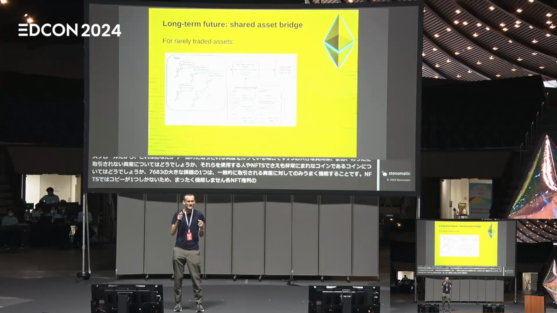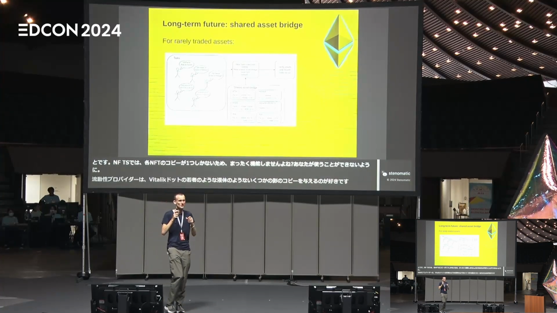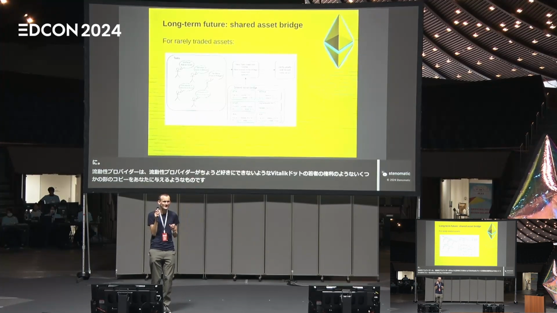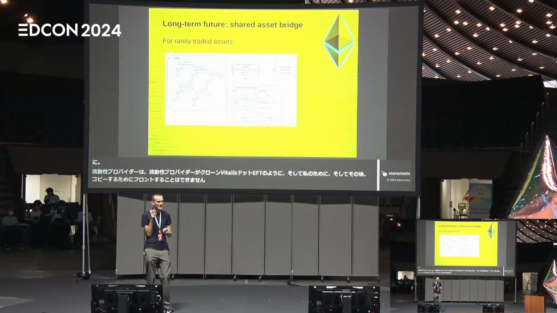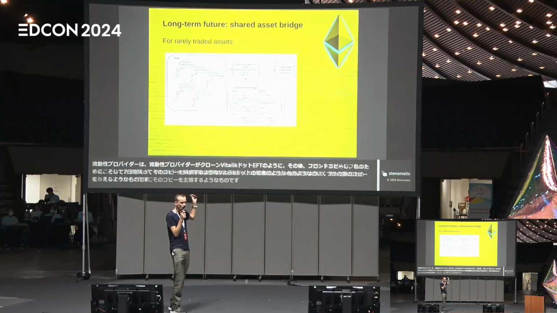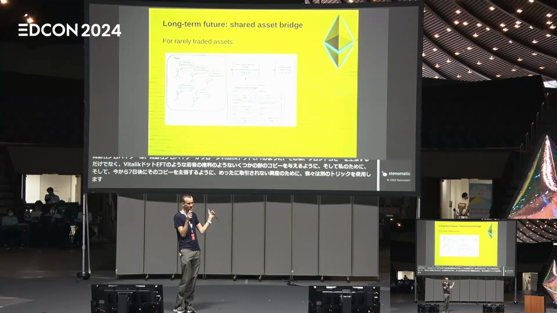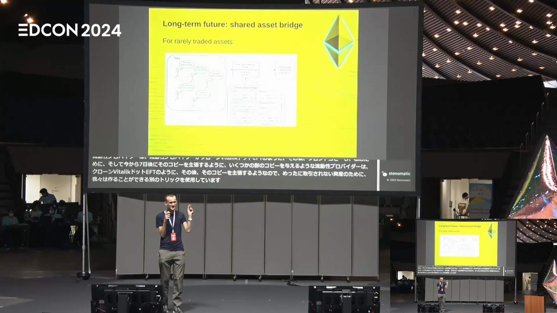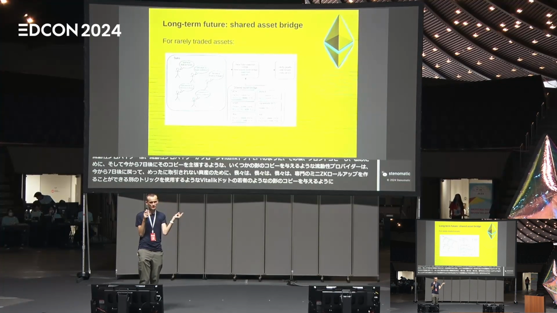Like you cannot use a liquidity provider to give you some shadow copy of Vitalik.eth, right? Liquidity providers can't just clone Vitalik.eth and then front a copy for me and then claim that copy back 7 days from now. So for rarely traded assets, we use another trick, which is we can make a specialized mini ZK rollup which performs only the task of managing asset transfers, right?